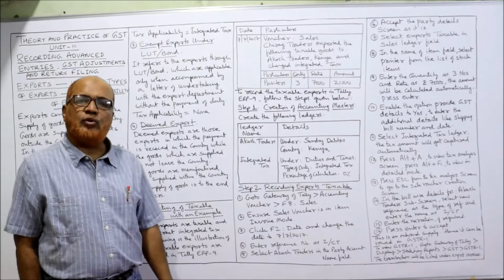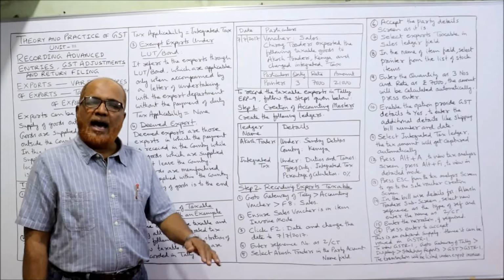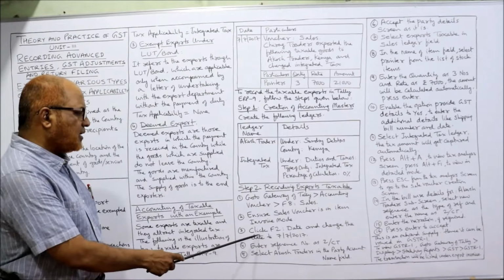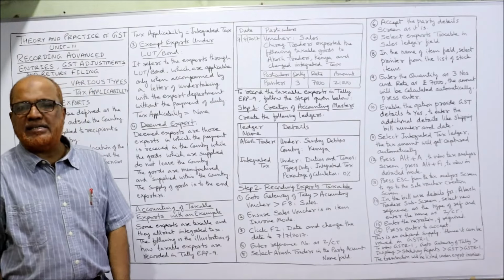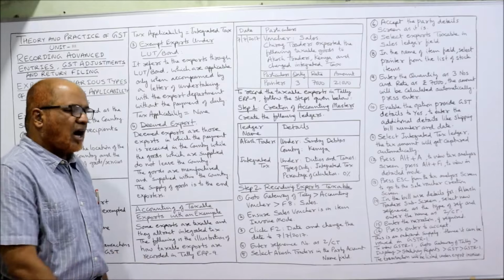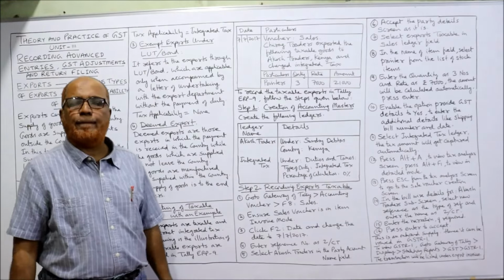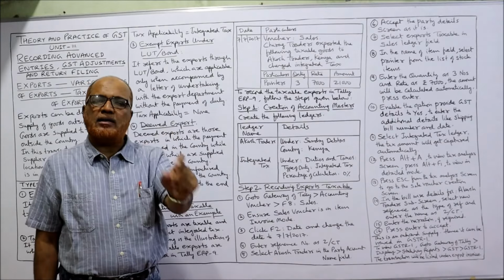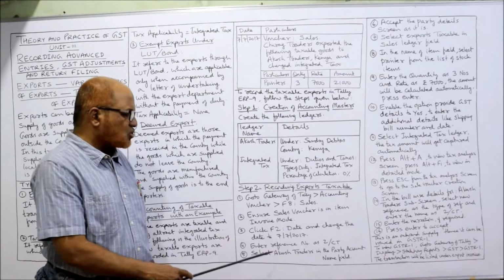Third one, click F2. The F2 function is there for changing the date, and change the date to 7th July 2017. Then enter the reference number as 2 by CT. Then select Akash Traders in the party account name field. It will ask you the party account name. There you select Akash Traders.